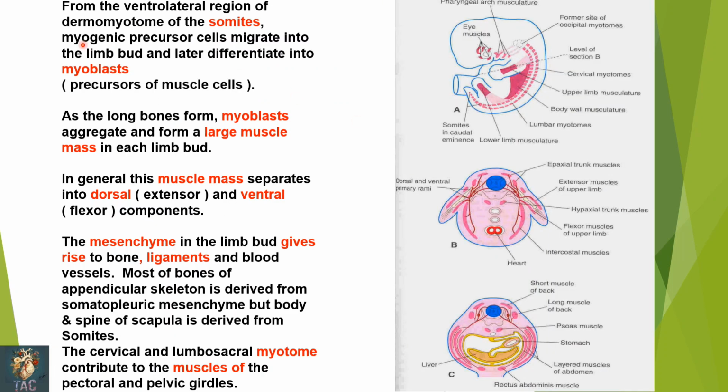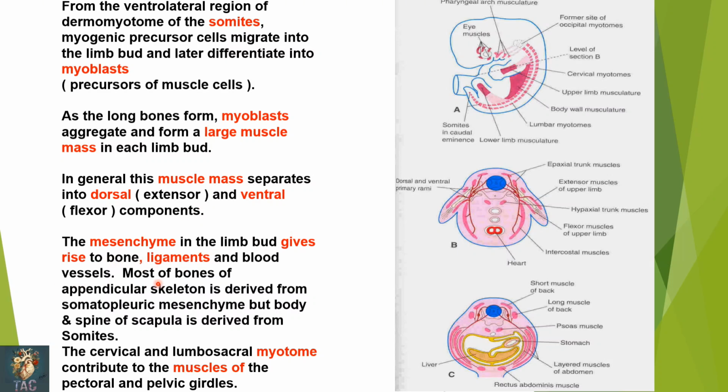From the ventrolateral region of the dermatome of the somites, the myogenic precursor cells migrate into the limb bud and later differentiate into myoblasts. As I have told you, as long bones form, myoblasts aggregate and form large muscle masses. In general, this muscle mass separates into dorsal and ventral components. The mesenchyme in the limb buds gives rise to bone, ligaments, and blood vessels.